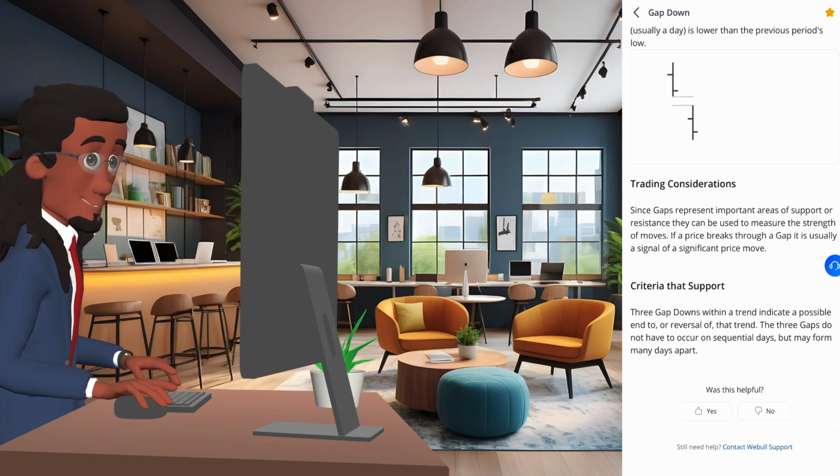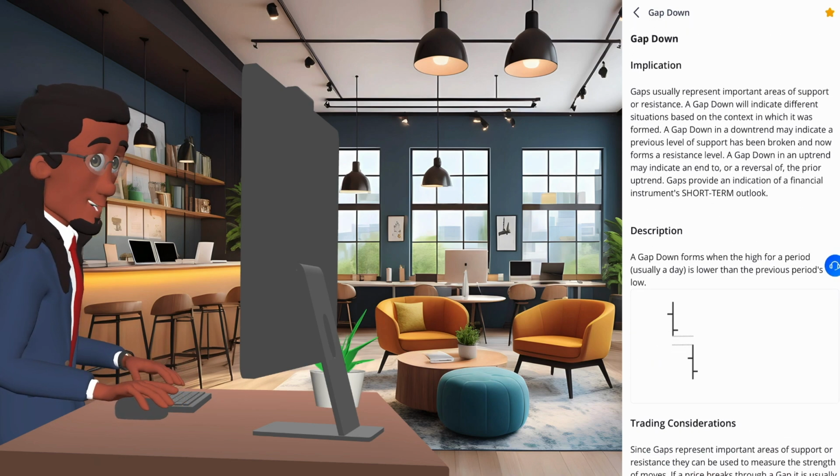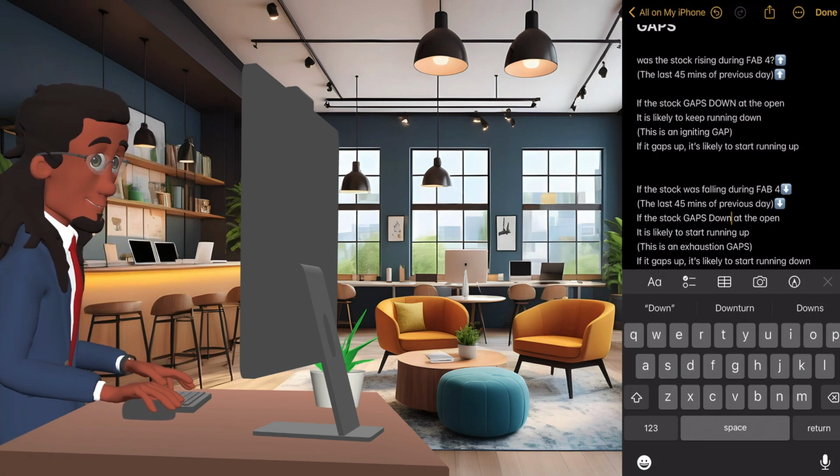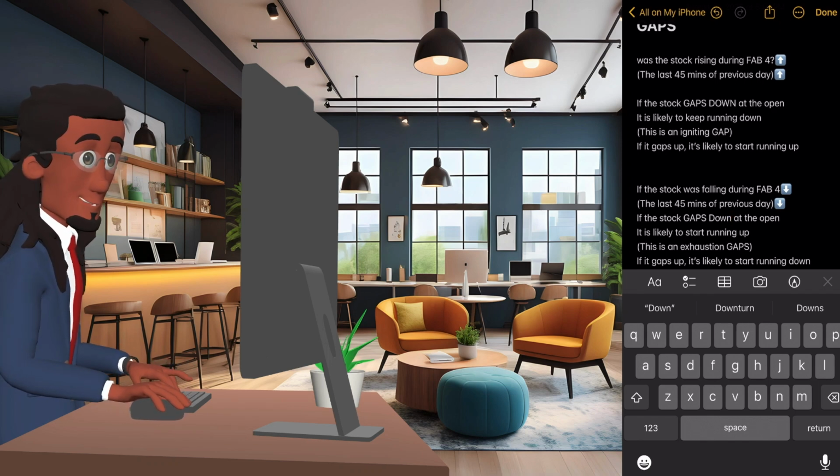All right, now I'm about to do something. I'm about to give y'all something out of my notes. If the stock was rising at the end of the previous day and it gaps down at the open, it is likely to keep running down. This is an igniting gap.